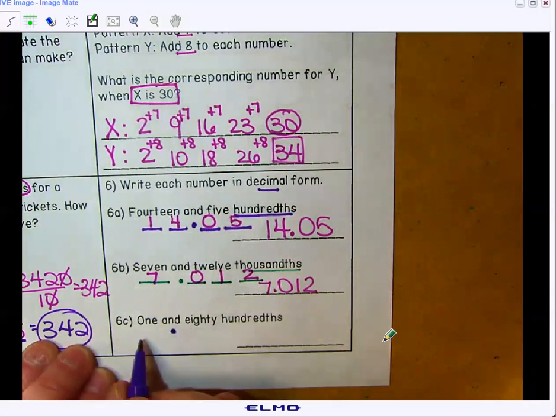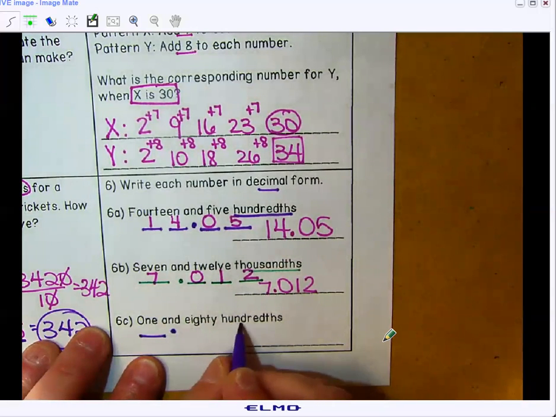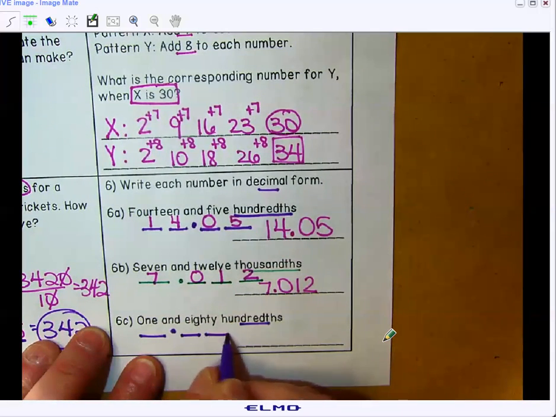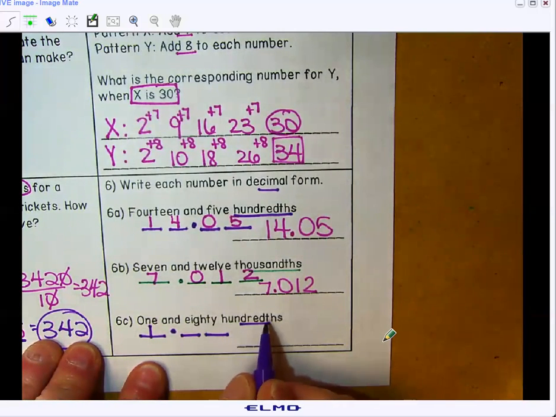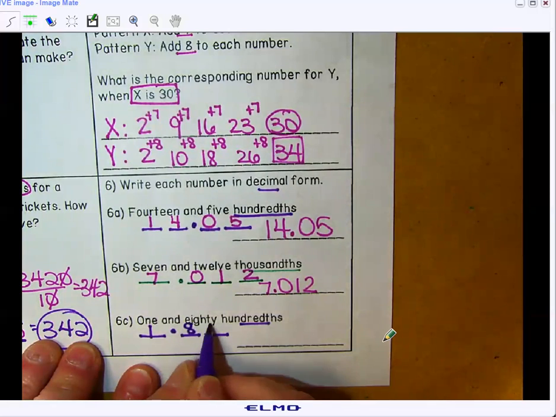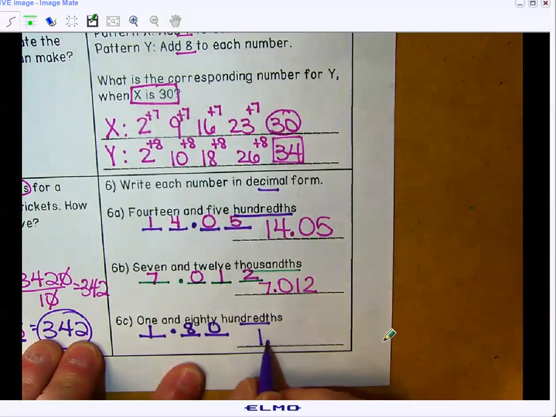Next, we have the ones place, and we have tenths, hundredths. So the 1 goes in the ones place, and we want 80 hundredths. So 80 hundredths. So we have 1.80, which is 1 and 80 hundredths.